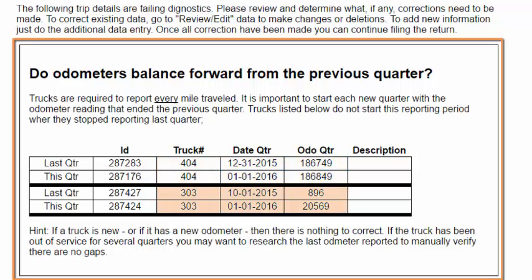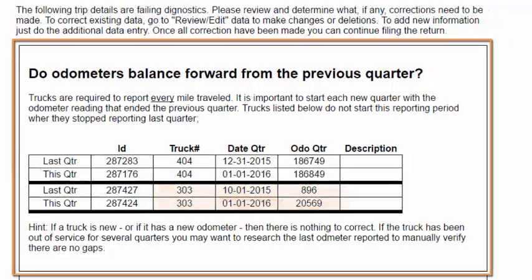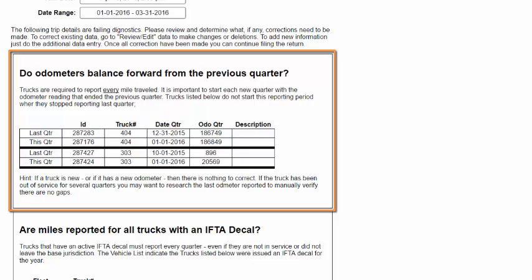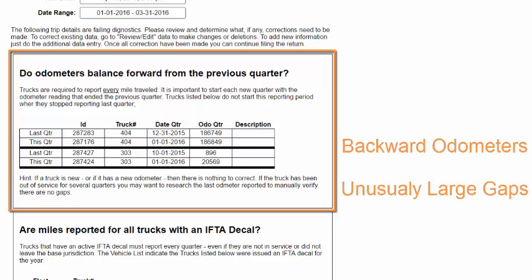Now unit 303. Because my ending odometer from last quarter is actually the beginning of the previous quarter, 10-1, I'm not going to worry about this. Of course there's a gap. There's a whole quarter worth of data there. But some things that might concern me here would be if the odometers went backwards or if the gap was too large for the dates.